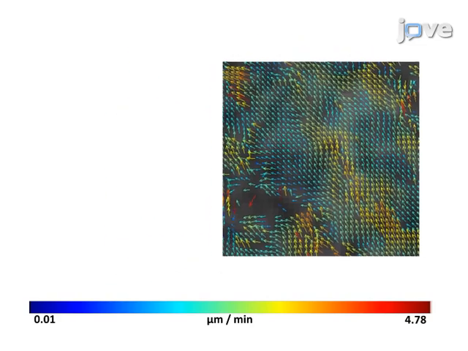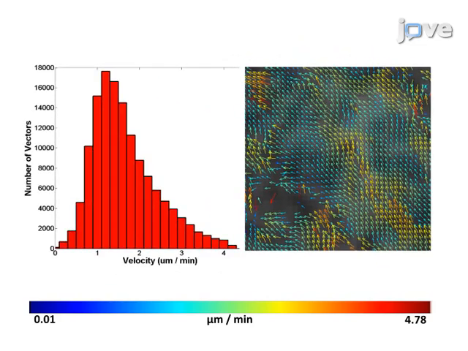Velocity data can also be plotted in a histogram, allowing for statistical analysis. Collectively, these results show that, in the immunological synapse, F-actin flows in a symmetrical fashion from the periphery towards the cell's center.